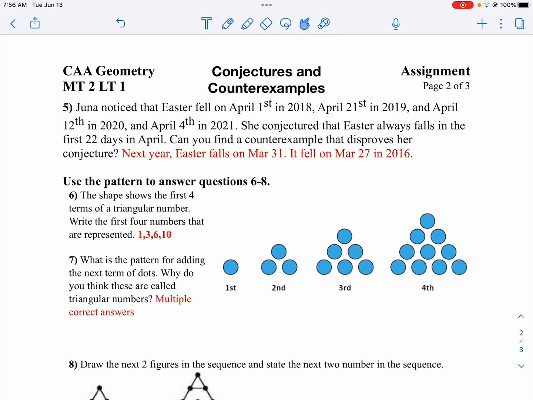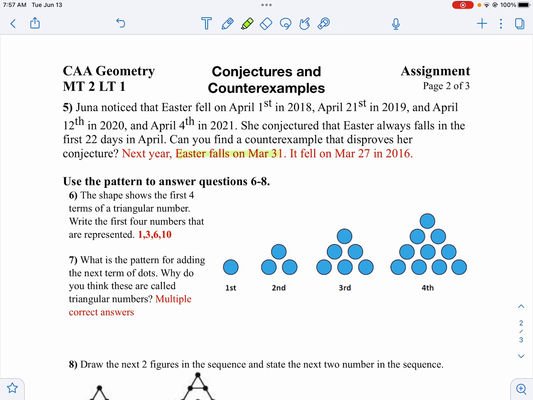In question 5, it says, "I noticed that Easter fell on April 1st in 2018, April 21st in 2019, April 12th in 2020, and April 4th in 2021. She conjectured that Easter always falls in the first 22 days of April. Find a counterexample." Well, if we look at her school calendar this year, you notice that Easter falls on March 31st.